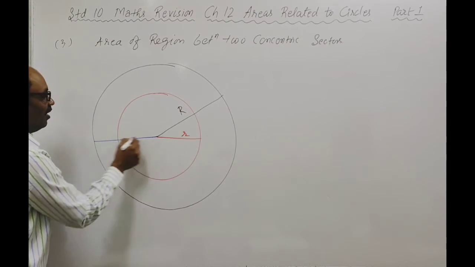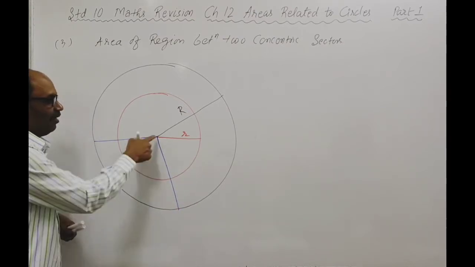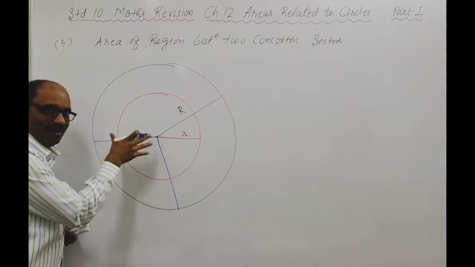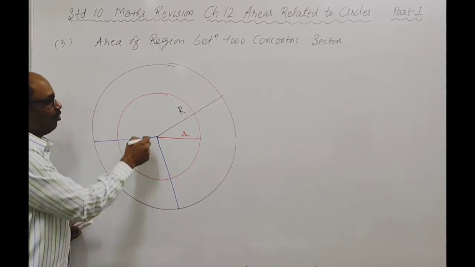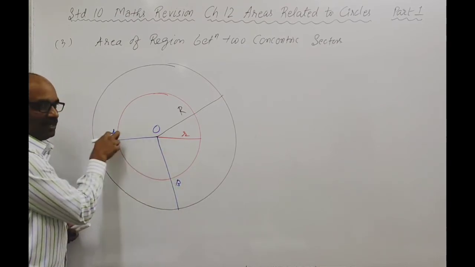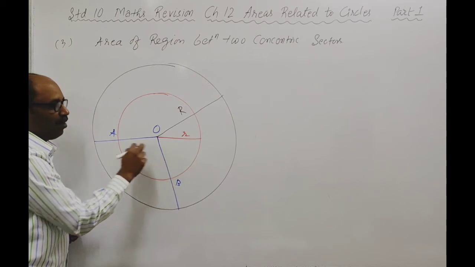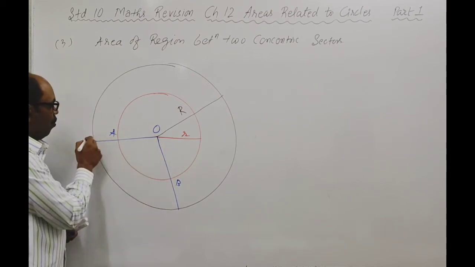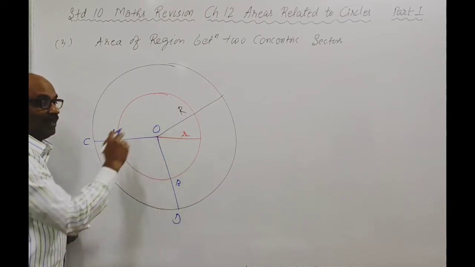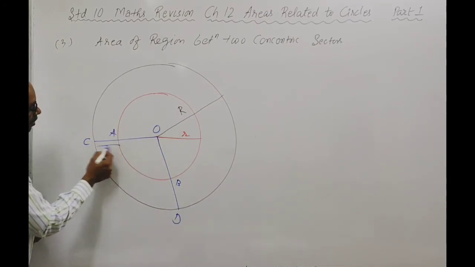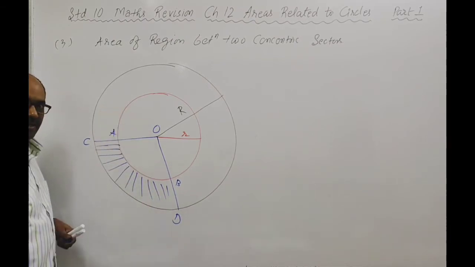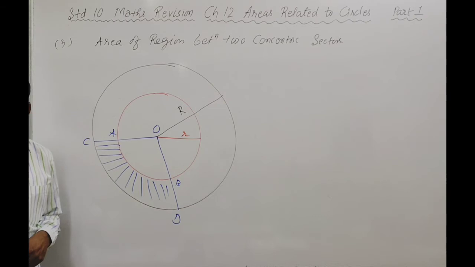Here are the two radii, the bigger one and the smaller one inside. The small one is included in the large one. So you have OAB, the minor sector of the circle with the smaller radius, and OCD, the minor sector of the circle with the larger radius. This is the region between two concentric sectors, you can say.